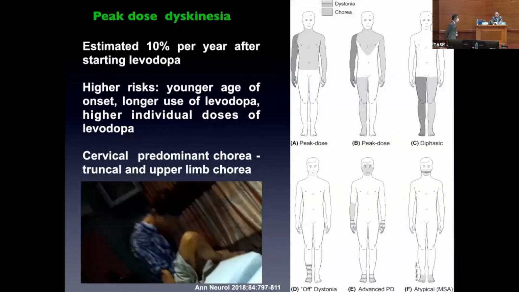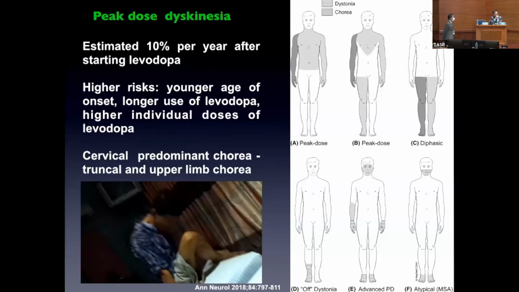And it's estimated at about 10% per year after starting levodopa. The higher risk group would include things like younger age of onset, longer use of levodopa, and higher individual doses of levodopa. And because this is more cervical predominant, truncal, and upper limb, this is a patient with peak dose dyskinesia. The levodopa is at its peak.